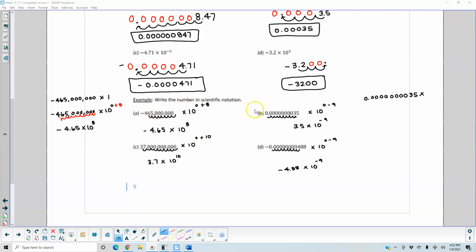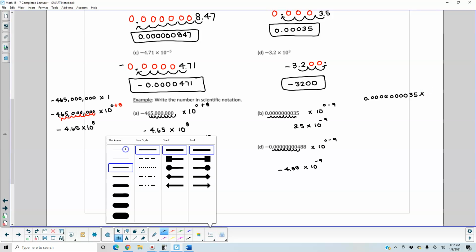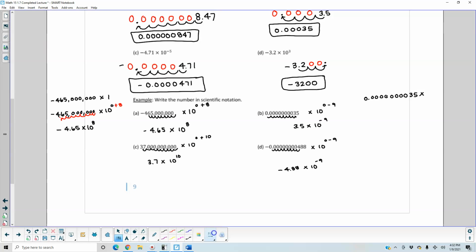Okay, so now looking at part B, we have our number, there's 8 zeros, 3, 5, and we would write that times 1, just like we did in the previous example.